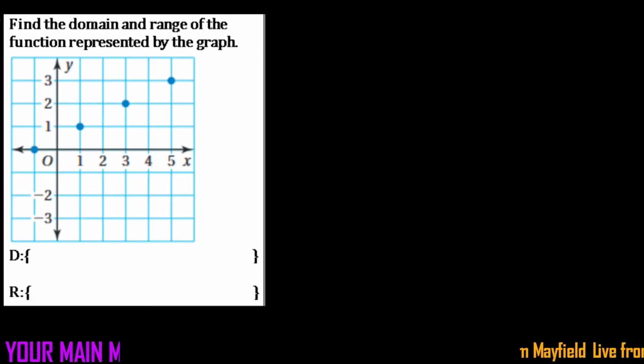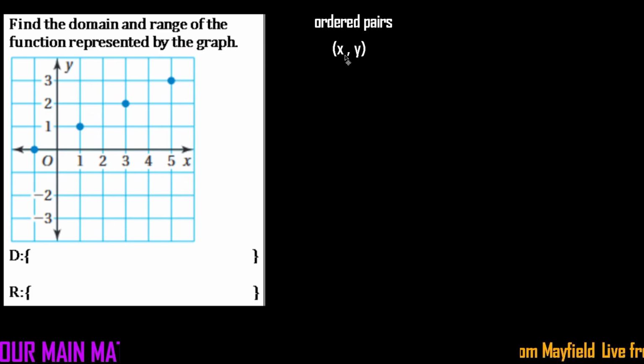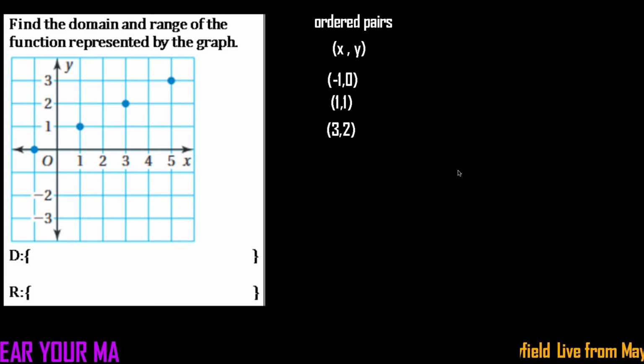On the second one, it says, find the domain and range of the function represented by the graph. So you have these ordered pairs on the graph first, and you want to be able to pull those ordered pairs from that so you get your points. So again, those ordered pairs are just like a pair of socks. You need an x and a y from those values. So for that first point, I have negative 1, 0. For the second point, I have 1, 1. Third point, I have 3, 2. And for the fourth point, I have 5, 3.